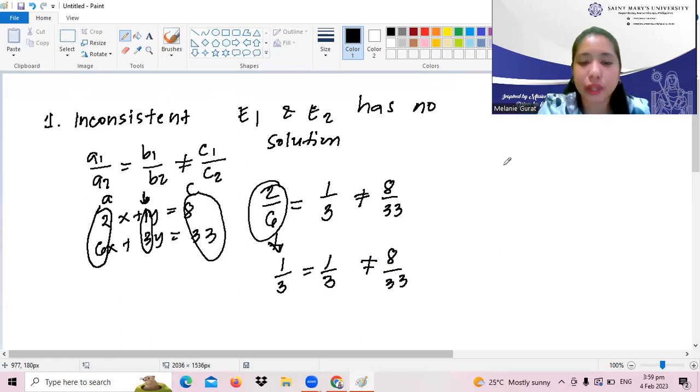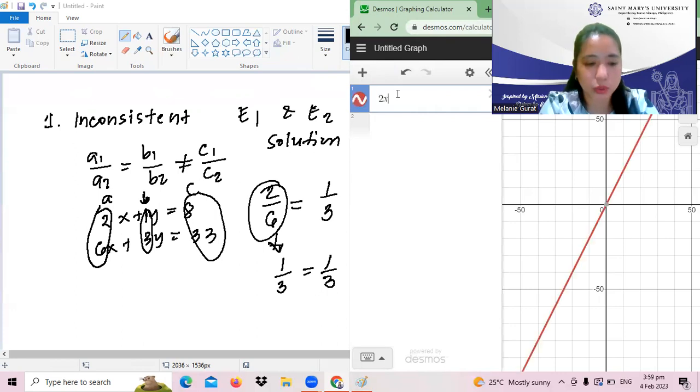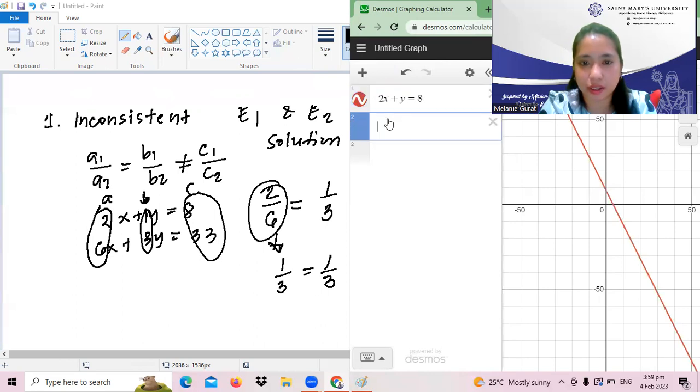To show this, let's consider a graphing calculator. I was able to find an online calculator here, called desmos.com/calculator. I just place the equations here: 2x plus y is equal to 8, and the other one is 6x plus 3y is equal to 33.